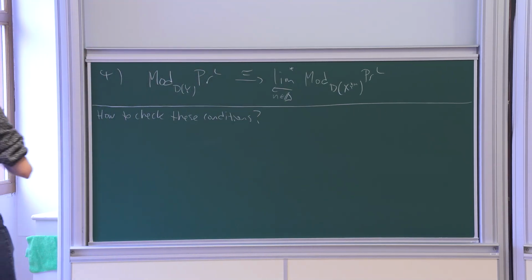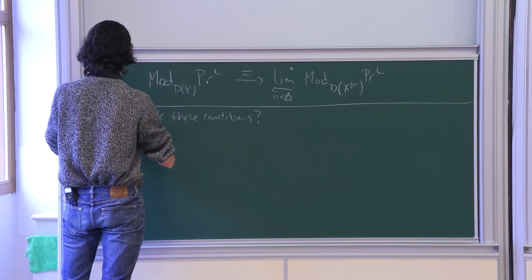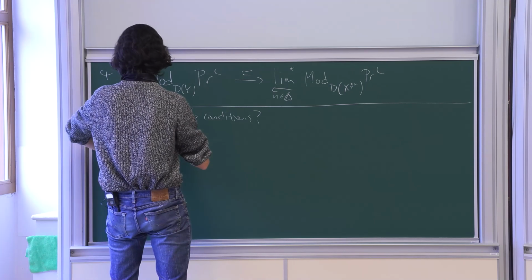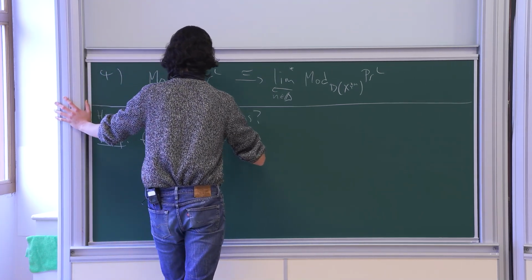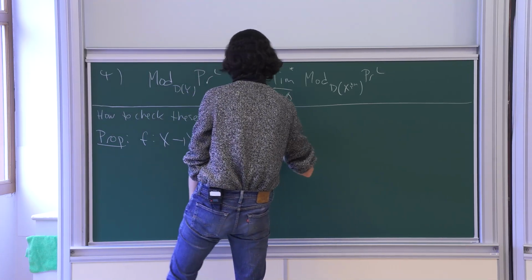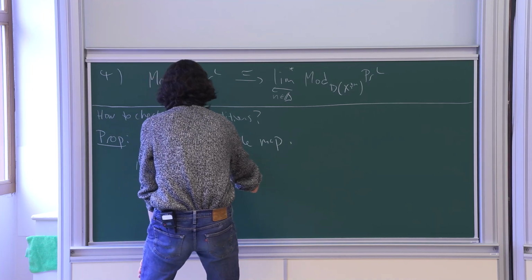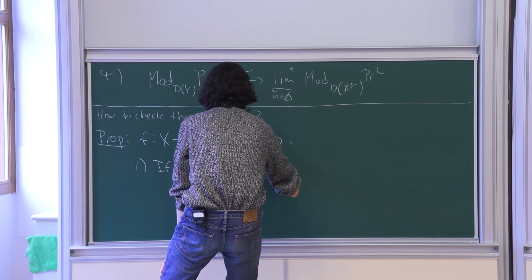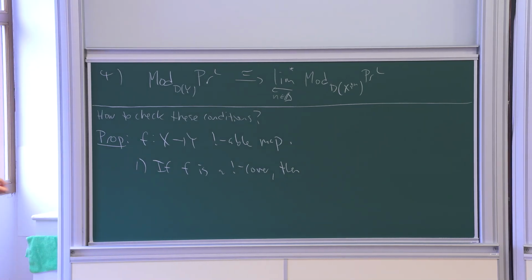So here's a little proposition. The first part: let's start with f from x to y, a shrinkable map. The first claim is that if f is a Schriek cover, then a certain condition has to hold.